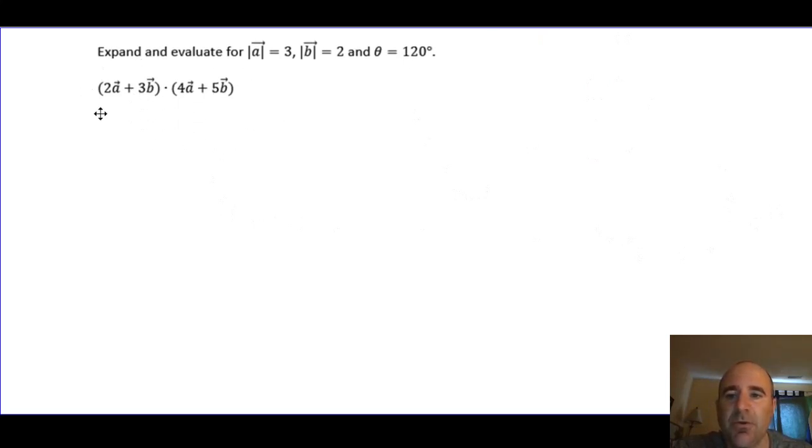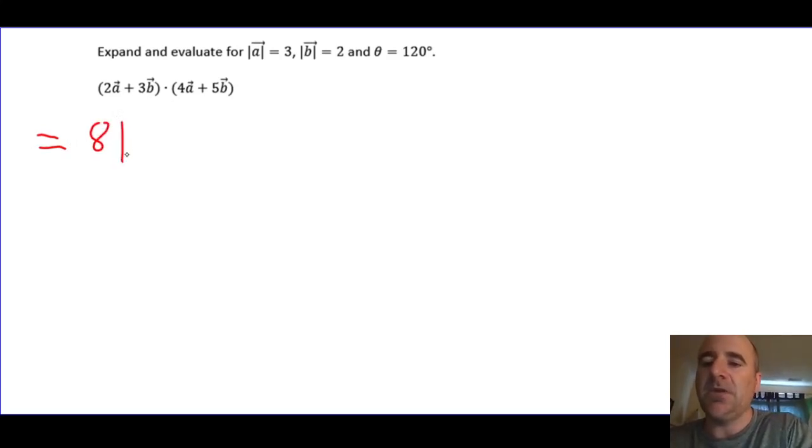You'd have to figure out what this is, then figure out what this is, then figure out the angle between those two sums, which you could technically do in order to use the dot product. It would be a lot of work. There's a really simple way, though. If I use the distributive property, I find that this is not so difficult. 2a dotted with 4a is 8 times the magnitude of a squared.